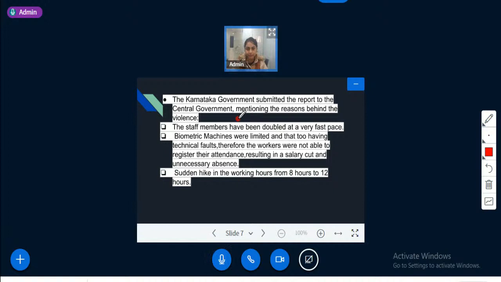They have doubled the people who are working, and the campus was still a small one. Clear? So secondly, biometric machines were limited.